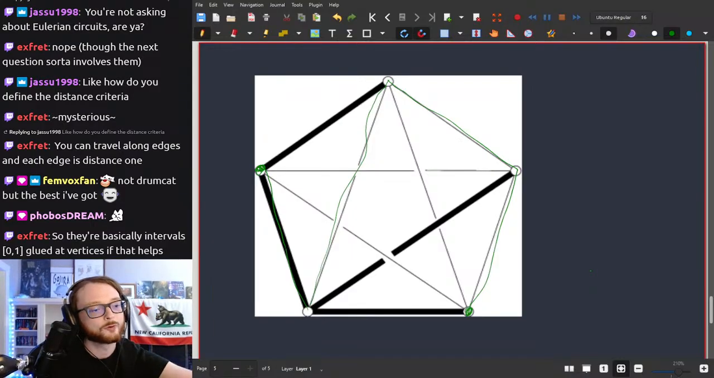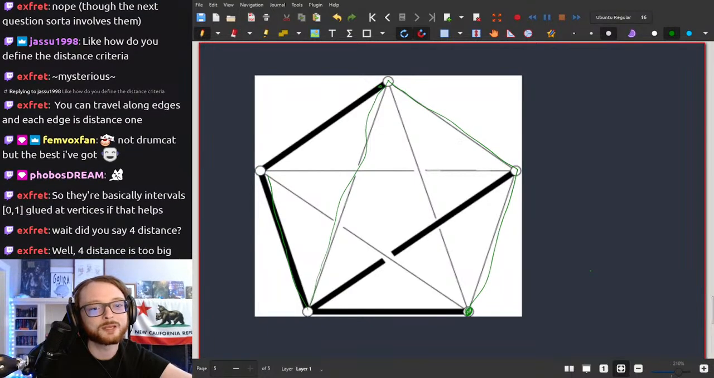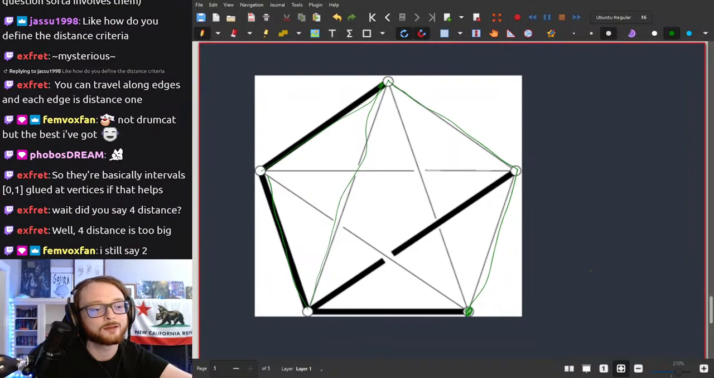Basically, interval 0 to 1 glued at the vertices. Okay. I've gotten 4. I don't know that's the most it can be yet, but I could say 4.9999999. I could say that. 4 is too big.